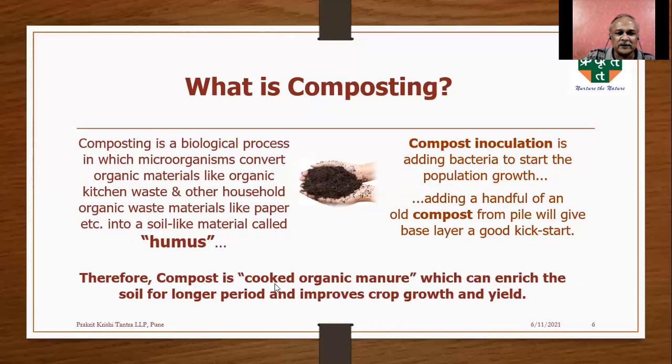Therefore, compost is a cooked organic manure which can enrich the soil for a longer period and improve crop growth and yield. Because this is in organic form, in humus form, it remains in the soil. The synthetic chemical nutrients like urea and DAP, diammonium phosphate, otherwise there are many kinds of inorganic, synthetic manufactured chemicals.